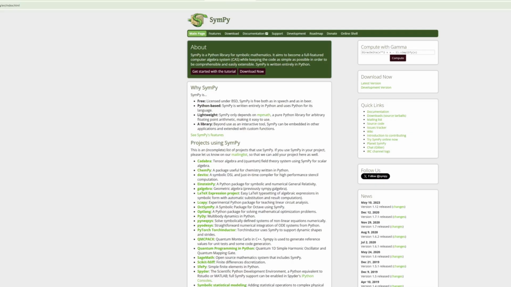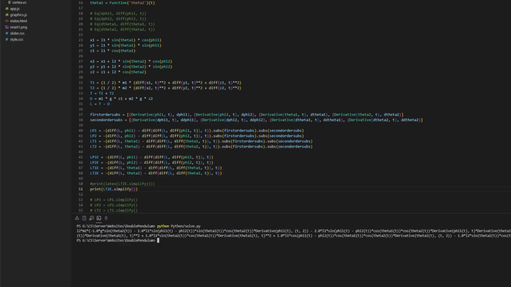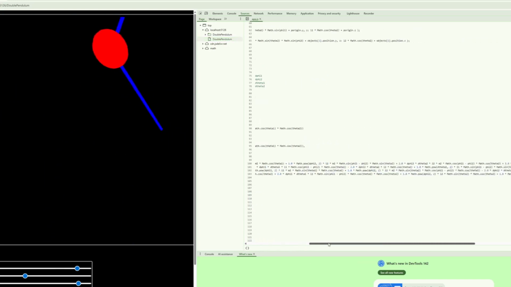Then I found SymPy, a Python library that algebraically calculates expressions for you and can be converted to any programming language you want, including LaTeX, which is what I did for the paper instead of writing everything out by hand. The equations of motion can be seen in the JavaScript source, which once again are massive.